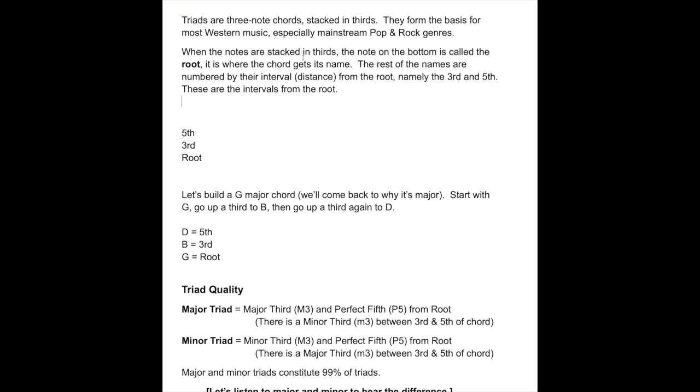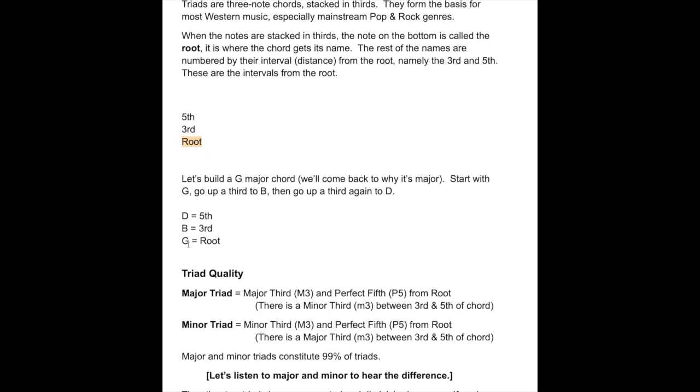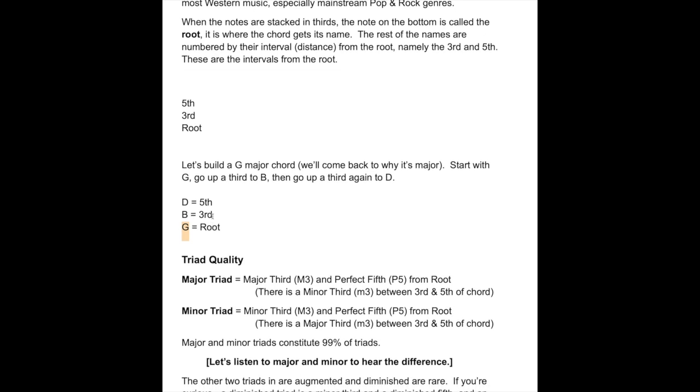When the notes are stacked in thirds, the bottom note is called the root. That's our name for the bottom note of the chord. It's the note that gets the name for the chord. So here we're going to look at G major, and in the G major chord, G is the root. It's the bottom of the chord when it's stacked in thirds. The other members of the chord are named by their distance from the root. So here we see third and fifth, and those are the same as the interval of a third. It's a third away from G.